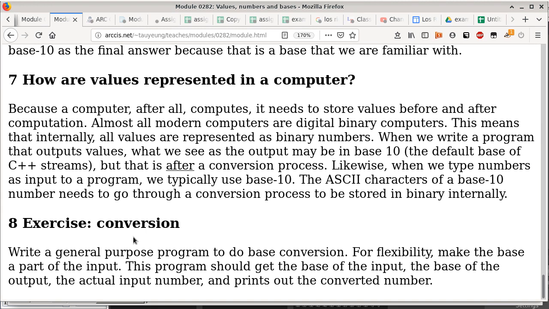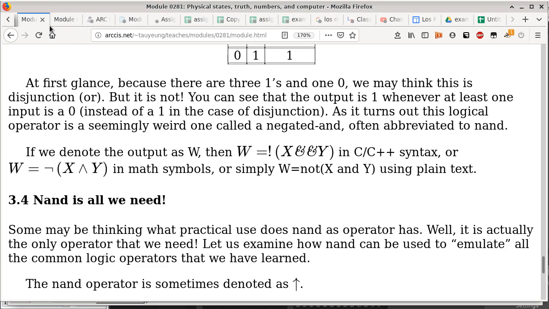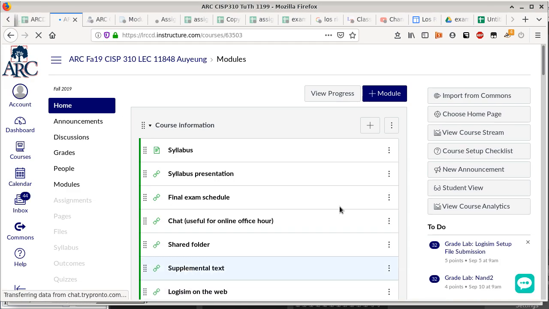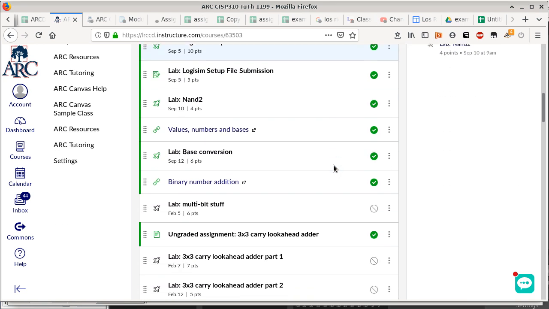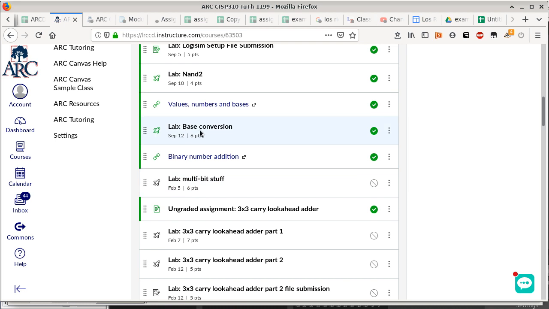You guys got some additional questions at this point? No additional questions? Well, if there are no additional questions, we're going to move on to the next module, which is about adding and subtracting. Yep, this is the right one. And so today's lab is base conversion. It's going to be open by the time we get to the lab.